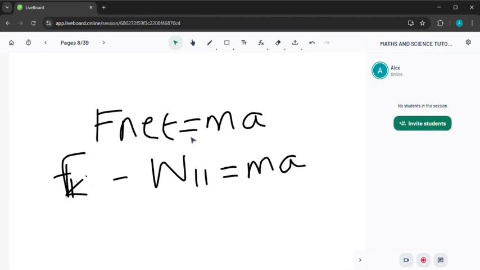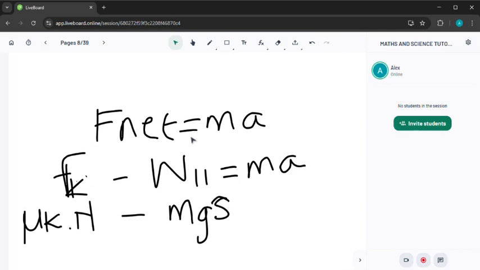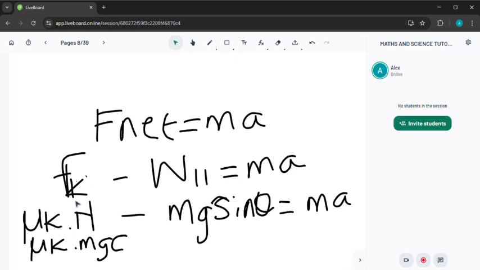So Fk, when we manipulate it, is going to be equal to the coefficient of kinetic frictional force multiplied by normal force, minus weight parallel. We said this is equal to mg sine of theta, which is equal to mass multiplied by acceleration. Let's try to manipulate N. Remember normal force, we said it is equal to weight perpendicular, right? So it's going to be the coefficient of kinetic friction multiplied by weight perpendicular, and remember weight perpendicular is equal to mg cos theta, right, minus mg sine theta, which is equal to ma.